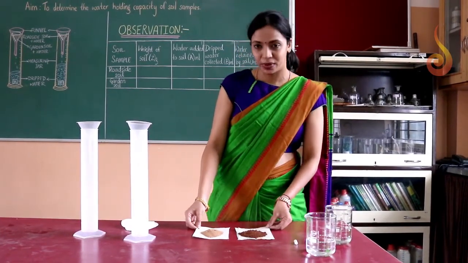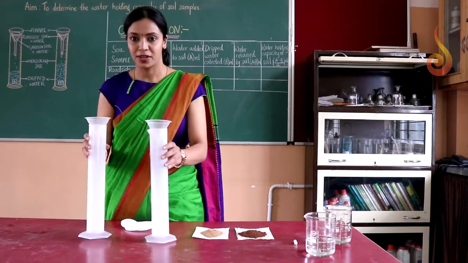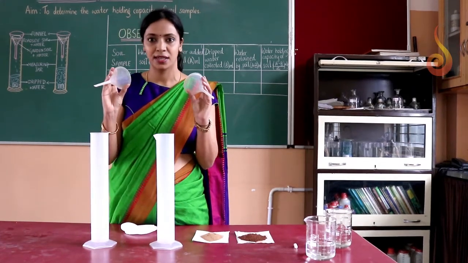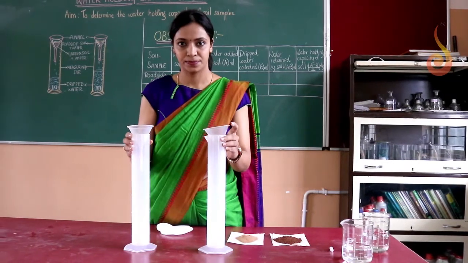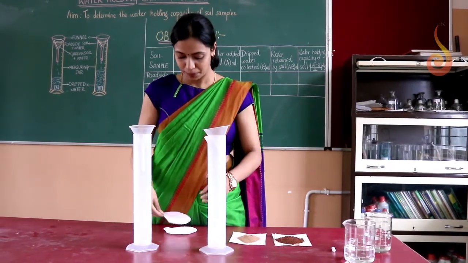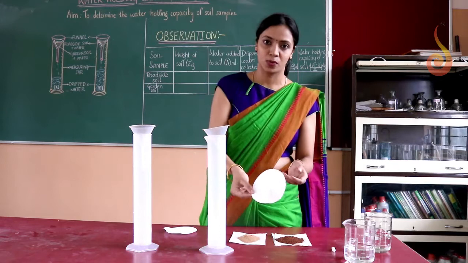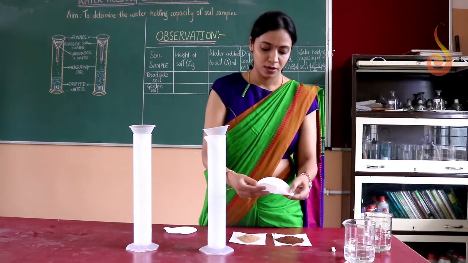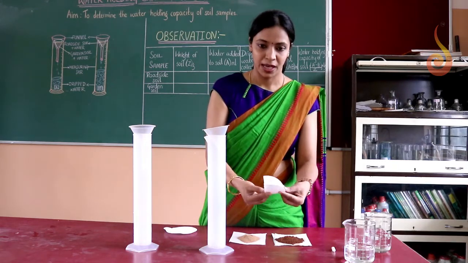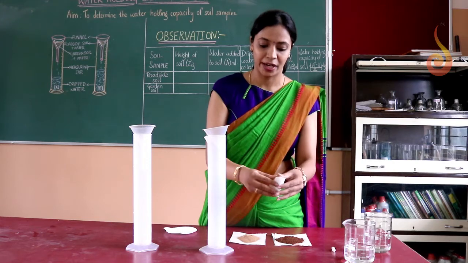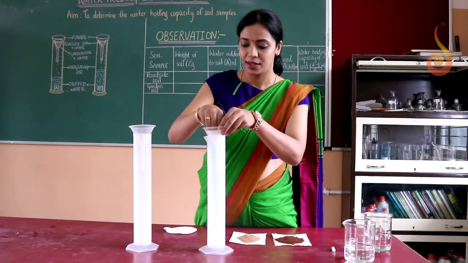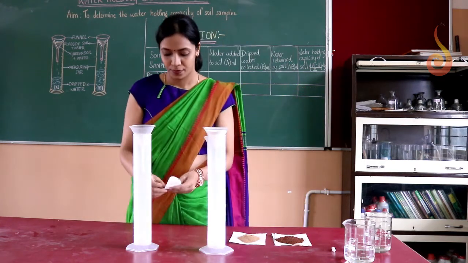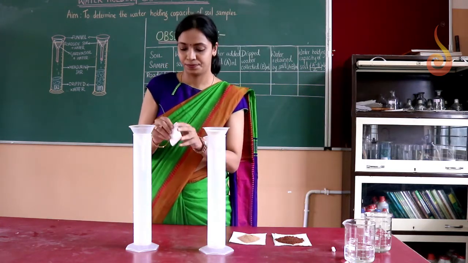Let us now begin with the experiment. What I am first going to do is place these 2 funnels in these measuring cylinders. After which, I am going to take this Whatman filter paper, fold it in half, again fold it in half. Now I get a cone. This cone I am going to place into these funnels.